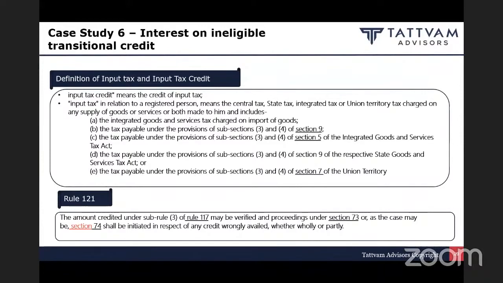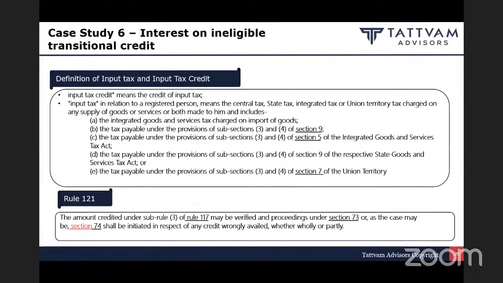I repeat, the definition of input tax credit under the GST law only covers the GST credit which you have availed and not the transitional credit. So transitional credit is different from GST credit. And if I have wrongly availed a transitional credit, if I have carried forward the CENVAT credit under the excise regime or service tax regime into GST, it's a transitional credit and it does not become input tax credit. It does not fall under the definition of input tax credit.